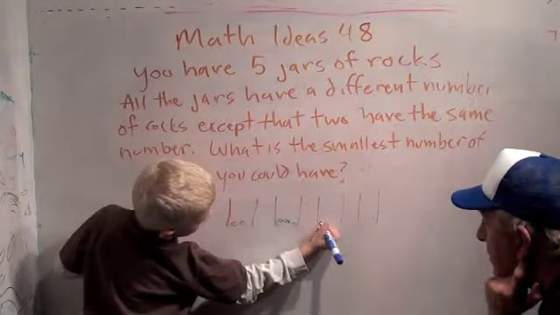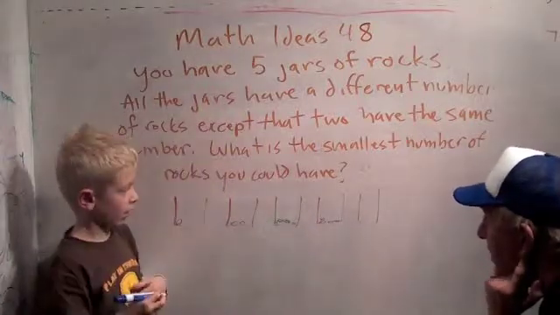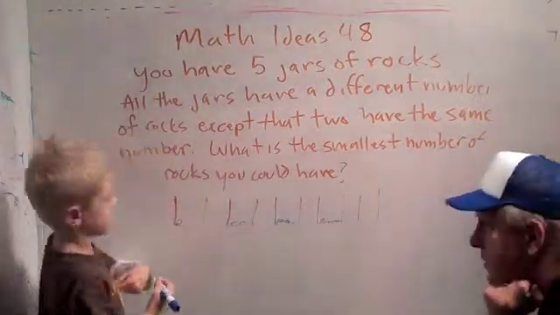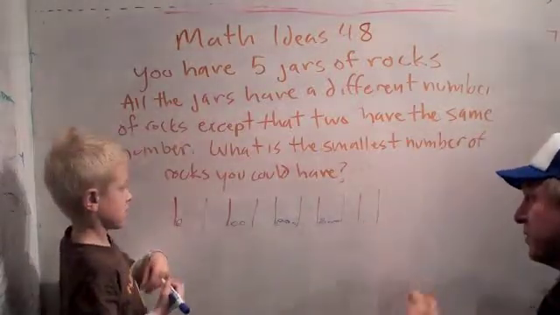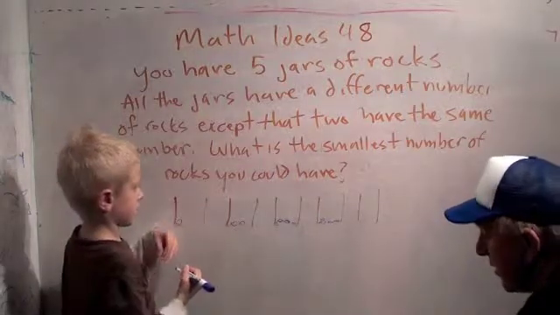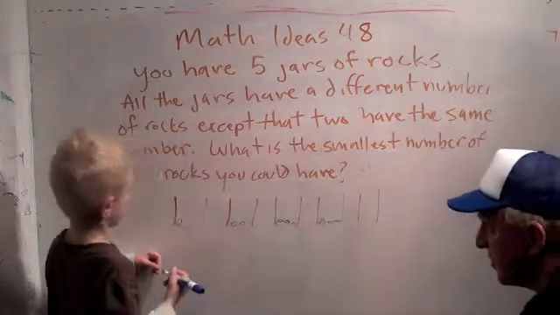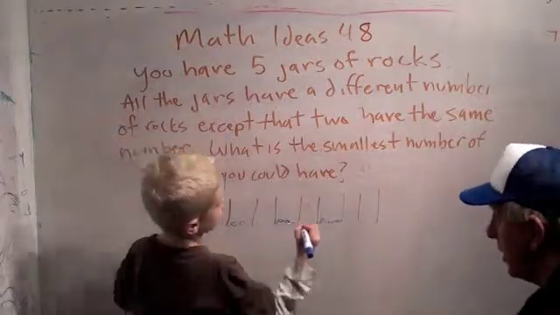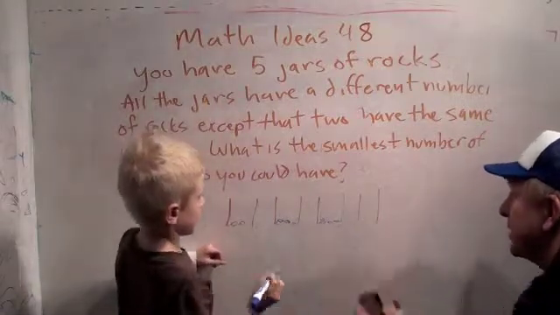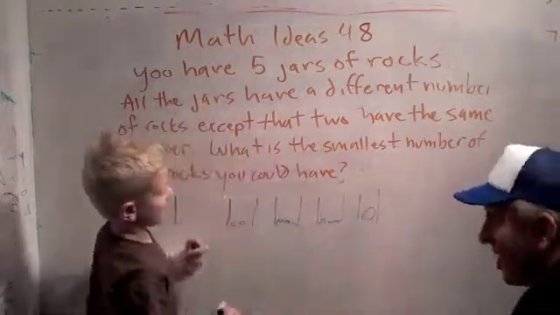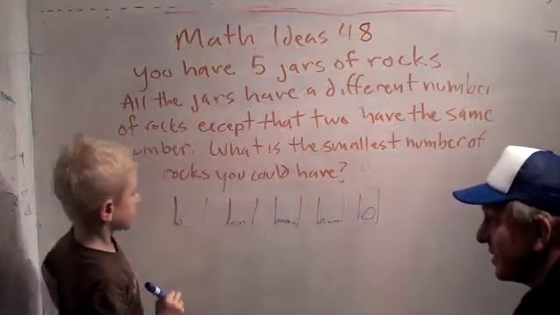Okay, that has 4. Now this is interesting. All the jars have a different number of rocks so far, right? Now this last one has to have the same number as one of the previous ones. But we also have to have the smallest number. So how many is this going to have if we're going to make it the smallest? 1. Awesome. Now you have 5 jars of rocks.